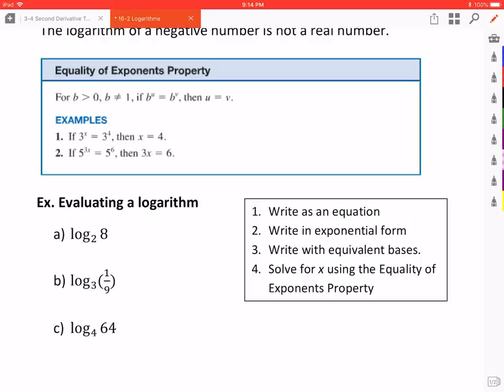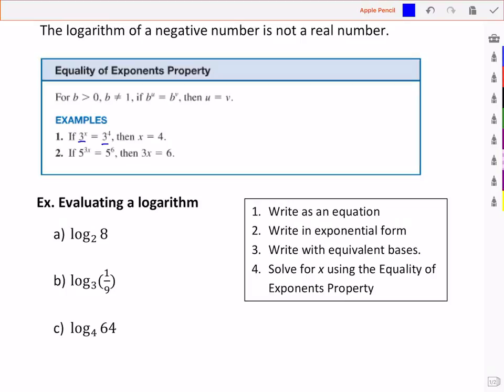3 to the x equals 3 to the 4th, so x has to equal 4 because they were both bases of 3. Here I have 5 to the 3x equals 5 to the 6, which means 3x equals 6. So when you solve for x by dividing by 3, you get that x equals 2.